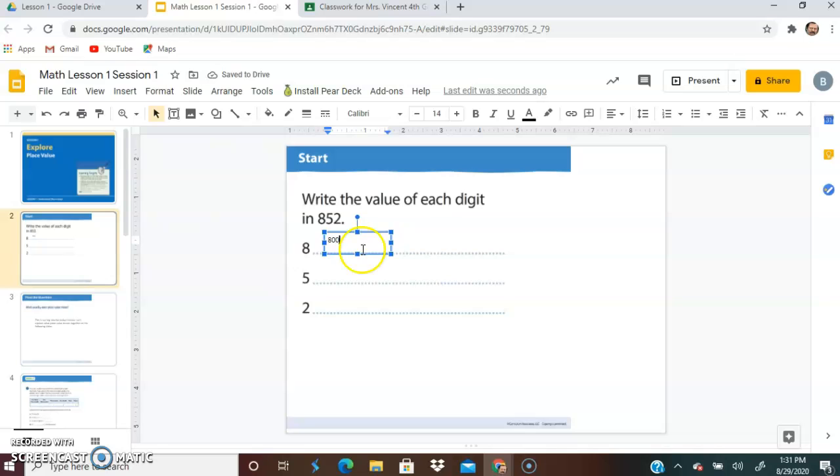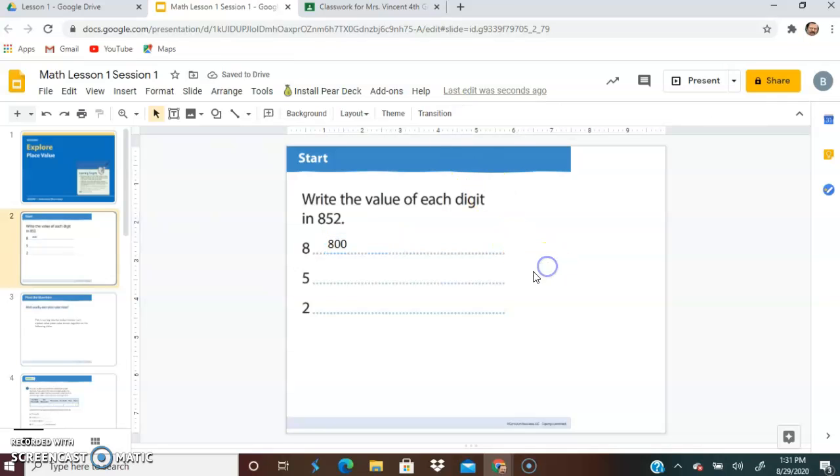Now that's a little small, so I'm going to highlight that, just click and drag, and I can go here and make it a little bit bigger so I can read it a little bit easier. That's all you got to do. Okay, what's the value of the digit 5 in 852? The 5 is in the tens place, so it has a value of 50.